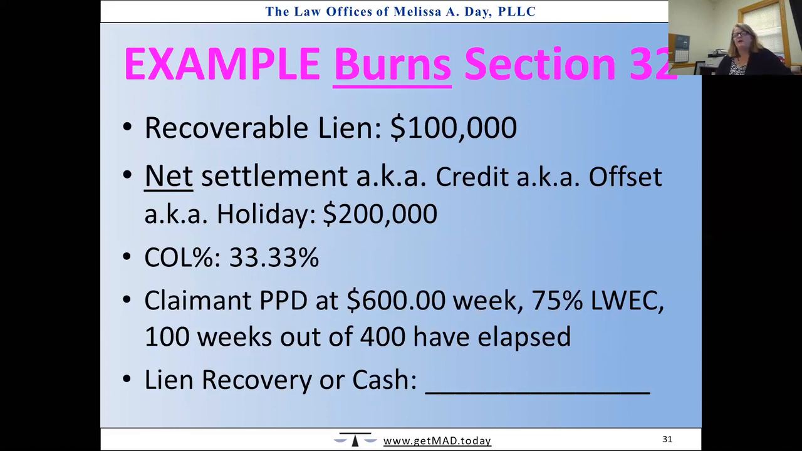The claimant has been classified at $600 a week with a 75% LWEC. And at the time of the recovery, 100 weeks out of the 400 PPD weeks that the claimant would be entitled to from a 75% LWEC have elapsed. So in other words, we have 300 weeks remaining at $600 a week on the indemnity on this claim at the time of a recovery. Let's assume there's no medical complicating this claim at all. And so what I'd like you to do is to calculate what you should recover as a lien or what cash payment you should make in order to settle this claim by Section 32.